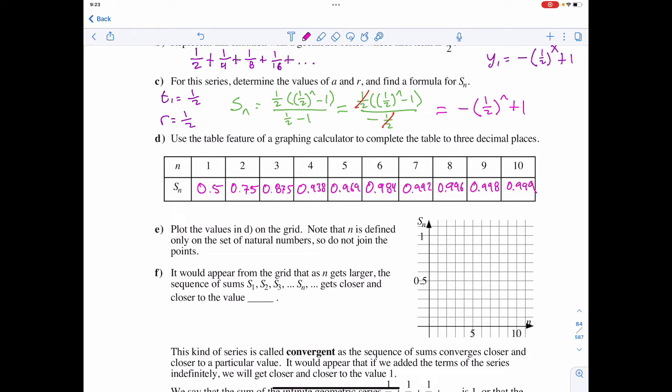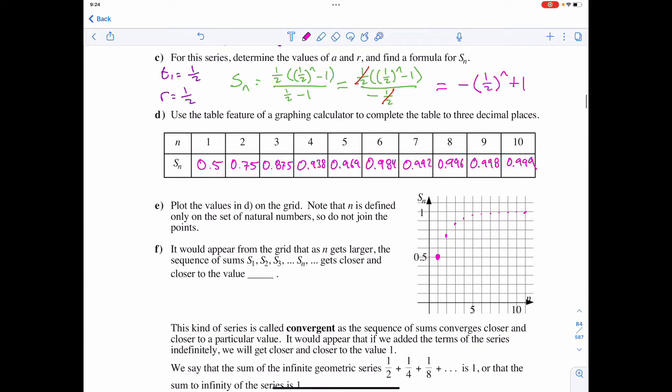If I'm plotting these values out on the grid, then the sum of the first one was 0.5, then 0.75, then 0.875, then a little above 0.9. And you can see that what happens is I keep getting closer and closer and closer to a specific value. It would appear that as I keep going and I keep increasing my n value, then I'm going to get closer and closer and closer to 1 every single time. We can even see it's trying to approach this value of 1.